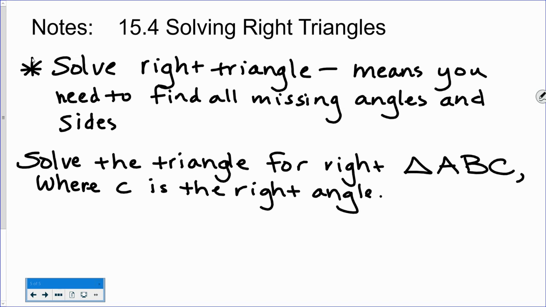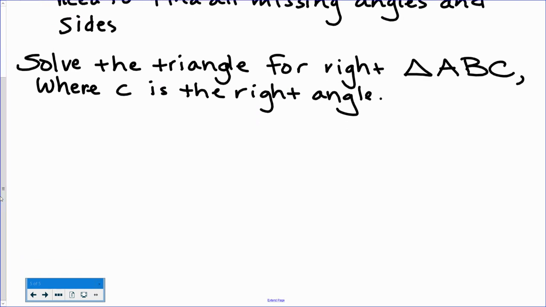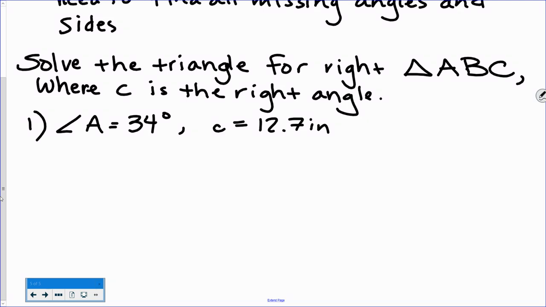So I want to make sure that we look at problems where you would have to sketch the triangle from the information they are giving you. Okay? My first example: angle A equals 35 degrees, and then little c equals 12.7 inches. Capital letters are used for angles, and lowercase letters are used for the side lengths corresponding across from that angle.